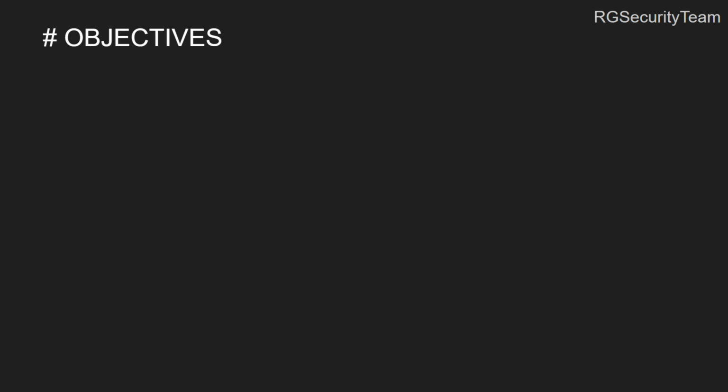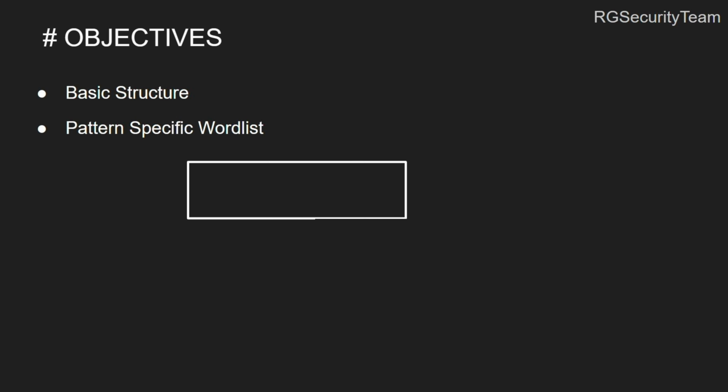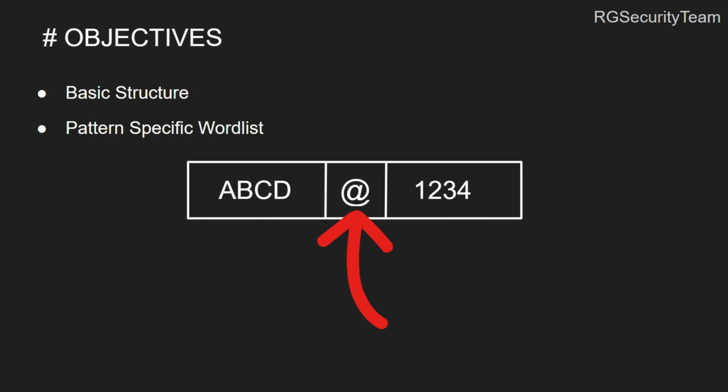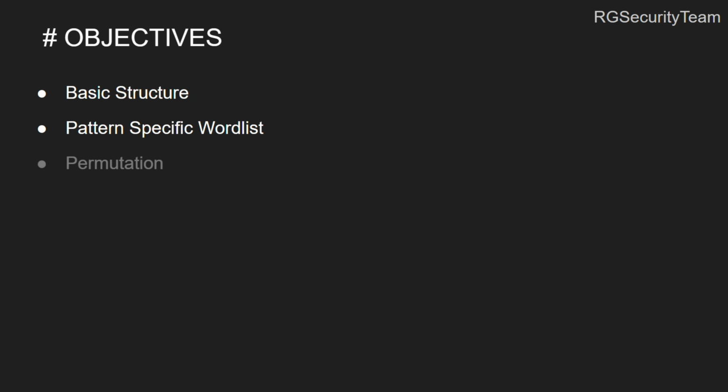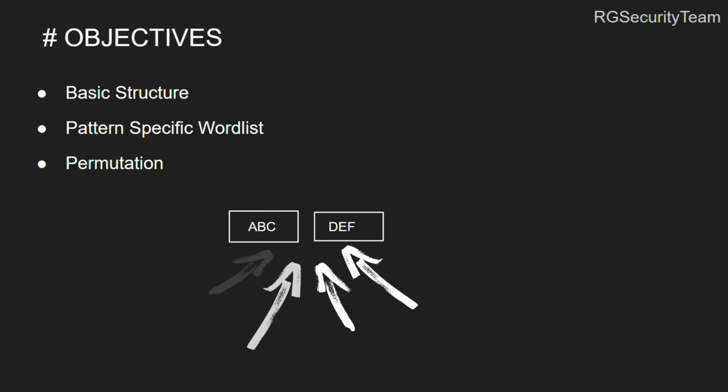So in today's video, we'll talk about the basic structure. Then we'll learn how to create a pattern-specific word list. For example, a user has a password, and you somehow know that it has an @ in the middle. How do we create a word list of this type? Then we'll talk about permutation. For example, you have two words here. We'll talk about how you can create a word list using these words.